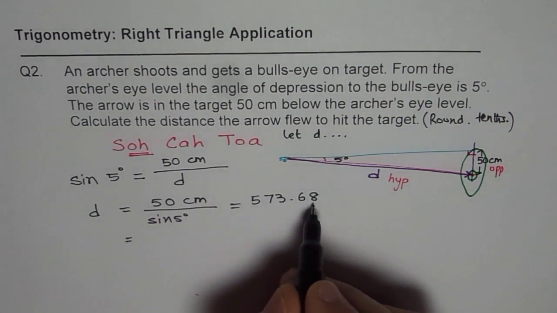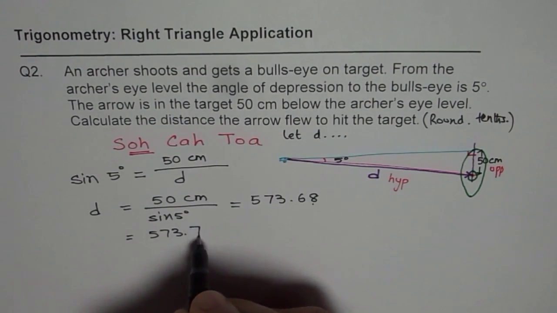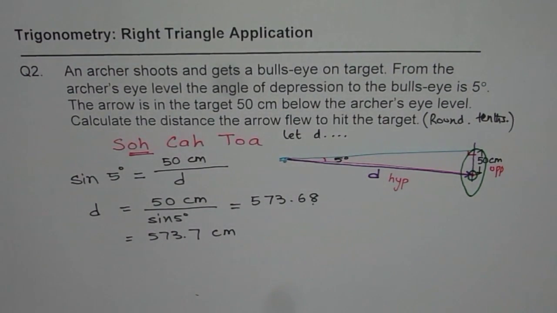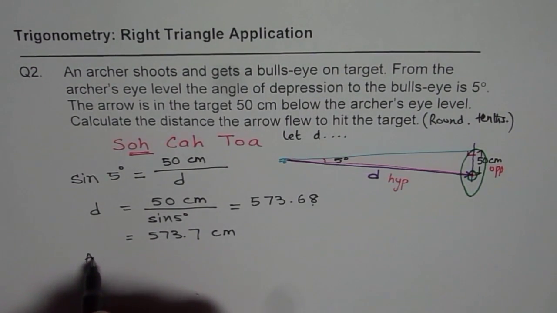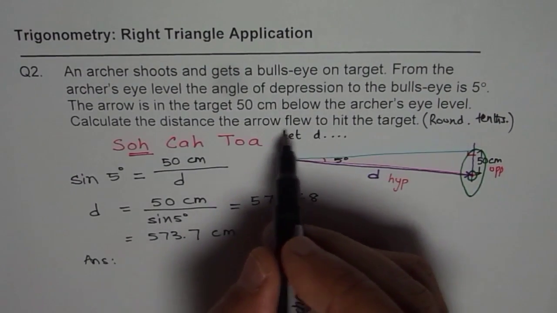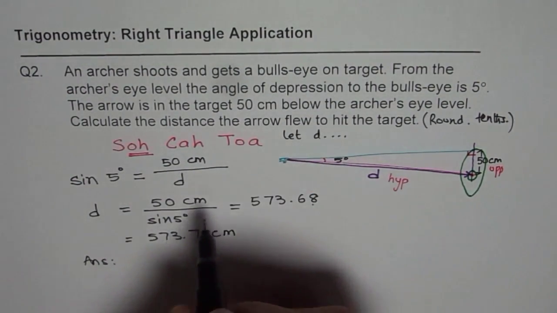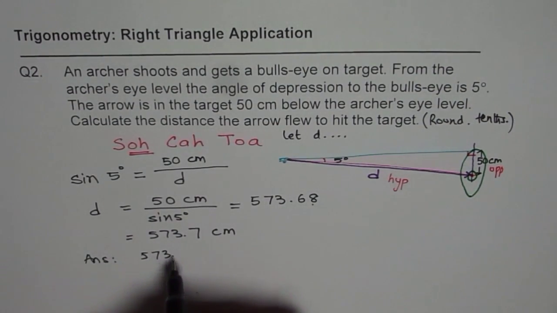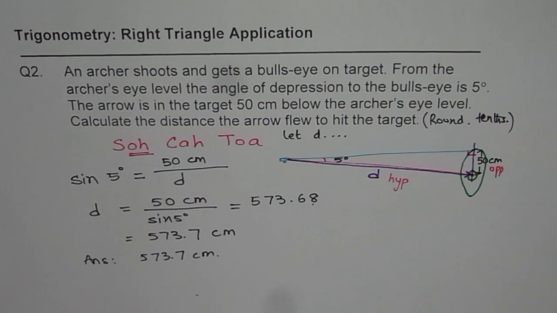So we will round to tenths. That means 8 is more than 5, so we'll write this as 573.7. The unit is centimeters. So that is our answer for the given question. Now you write a complete answer: the distance traveled by the arrow to hit the target was 573.7 centimeter. Write a complete sentence. I hope that helps.